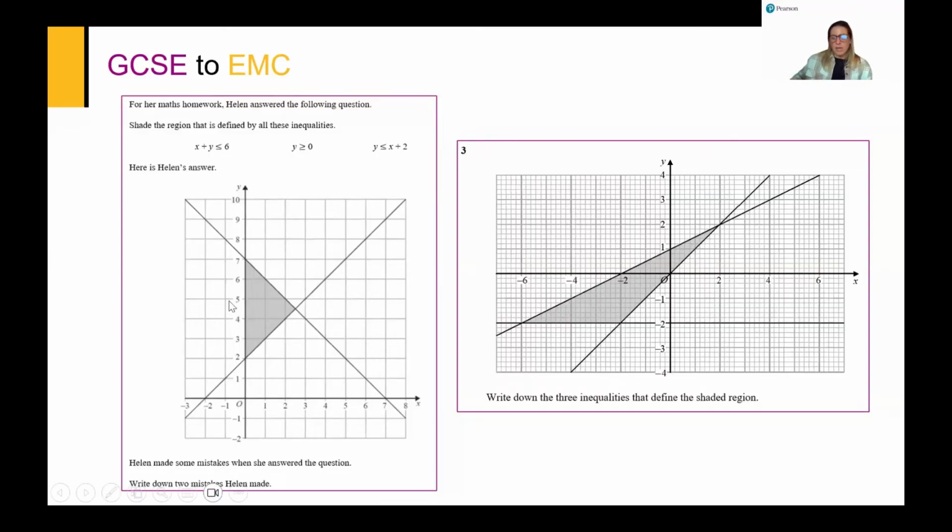So, you know, students reasoning there. And then for the question on the right, write down 3 inequalities that define the shaded region. So using their straight line graph work, gradients and intercepts to be able to identify that region.